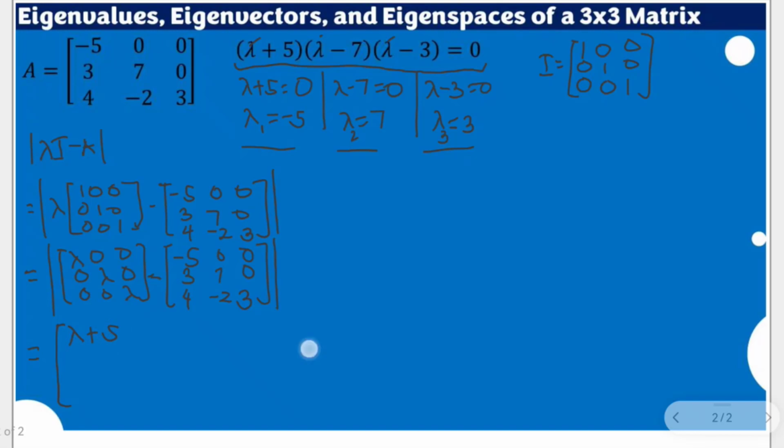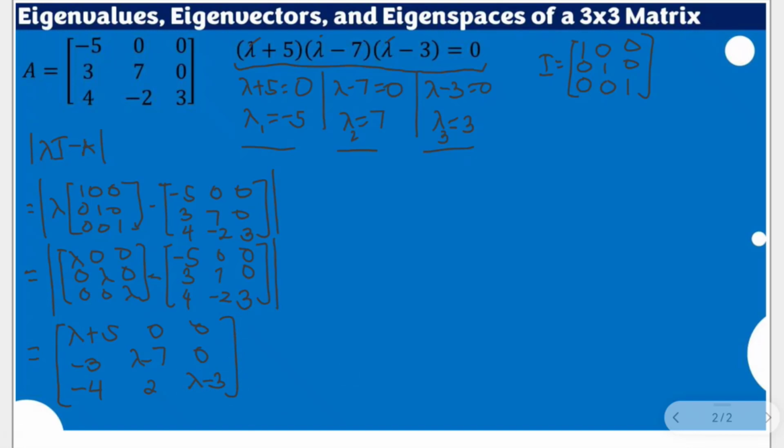0 minus 0 is 0. 0 minus 0 is also 0. Next, 0 minus 3 is negative 3. We have lambda minus 7. 0 minus 0 is 0. Then 0 minus 4 is negative 4. We have 0 minus negative 2, which is positive 2. And we have lambda minus 3.